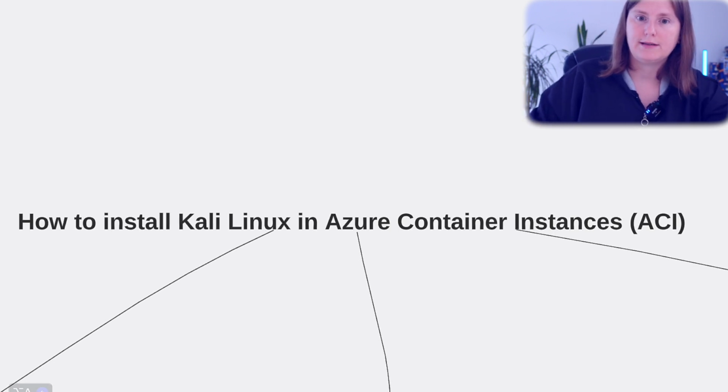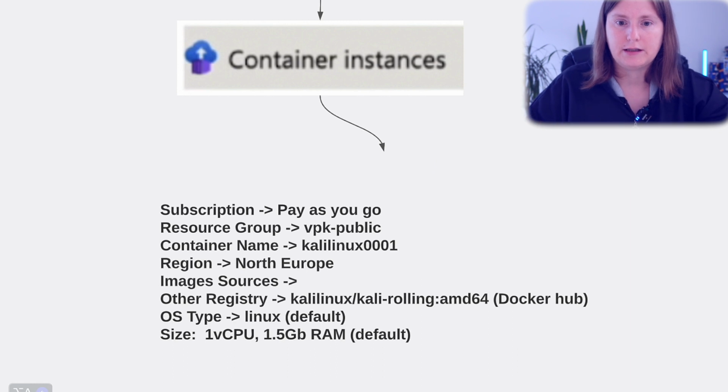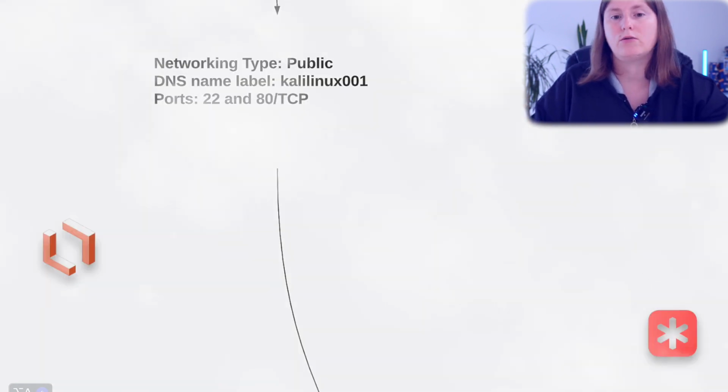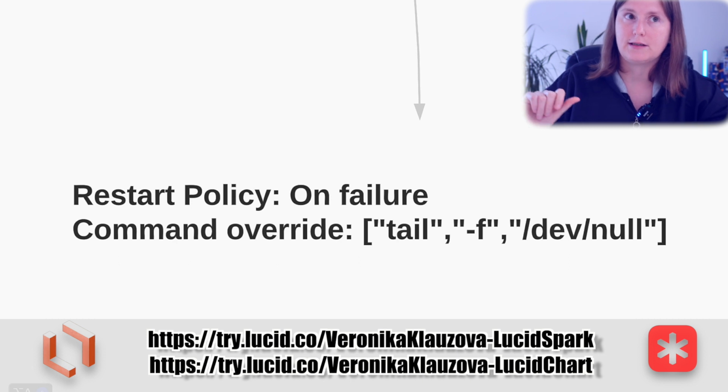So here is just a quick summary. We went to the portal of Azure. Then we created the container instance with the following settings. The important part is that we specify the Kali Linux image from Docker Hub in AMD64 architecture. Then we set up the networking, opened our ports for this container, and set up the restart policy and startup scripts so that the instance will not continuously restart.